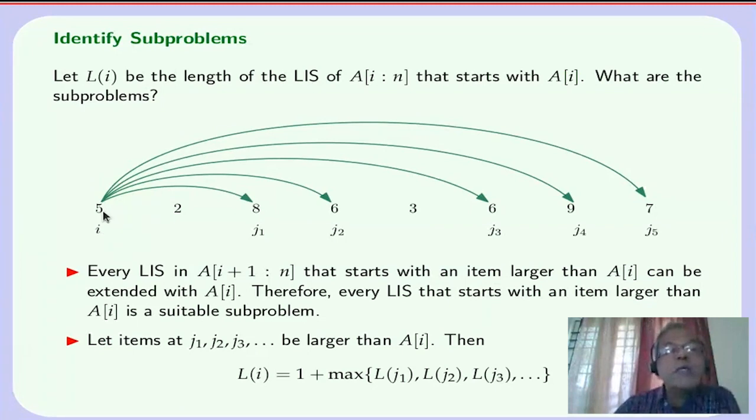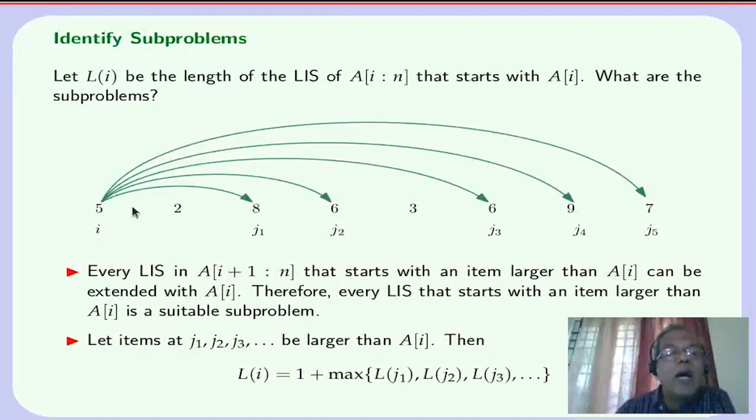Okay. Suppose 5 is a part of the LIS, the longest increasing subsequence. What are the possibilities that may follow 5? 5 may be followed by 8 in the LIS. But 5 can never be followed by 2 because it is an increasing subsequence.